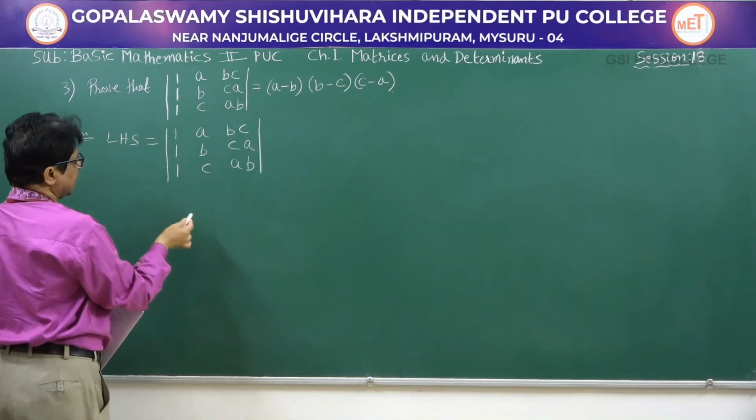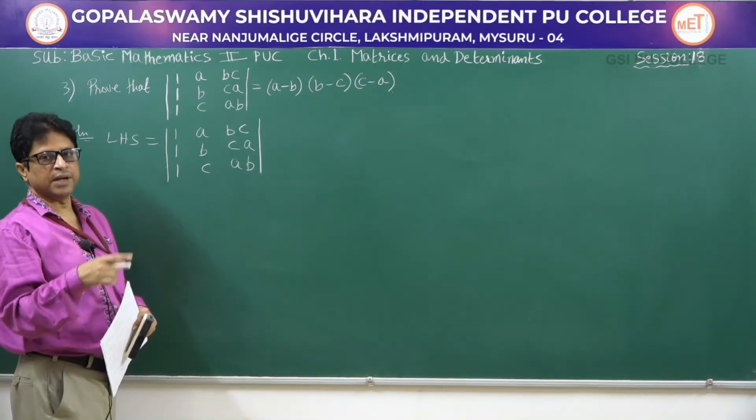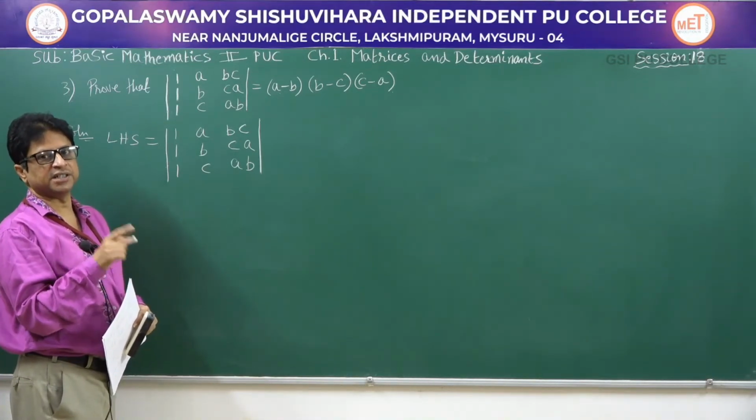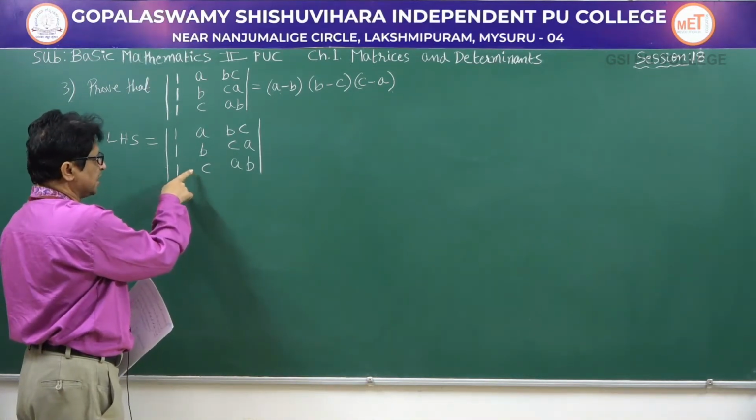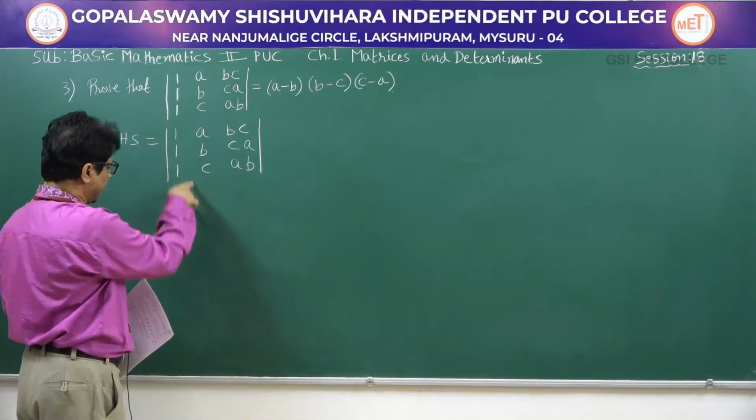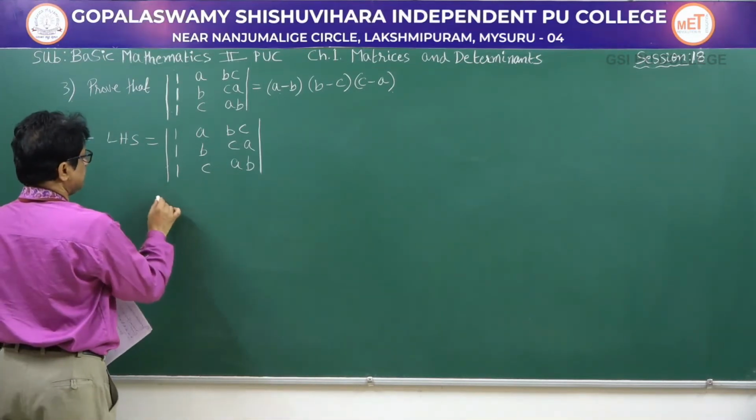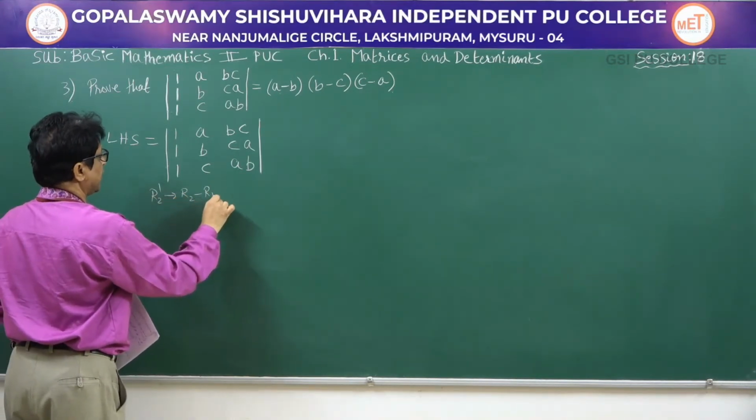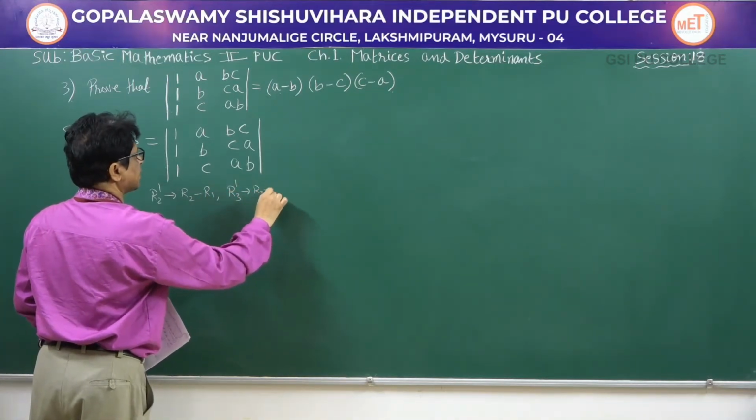So here we should take row wise, or if you want to take column wise, first what we have to do is we have to apply property 1. That means you know that if all the rows and columns are interchanged, then the value of the determinant remains same. First you have to use property 1 and then take column wise. If we do the problem directly like this, we have to use row wise. That is R2 dash is R2 minus R1, R3 dash is R3 minus R1.